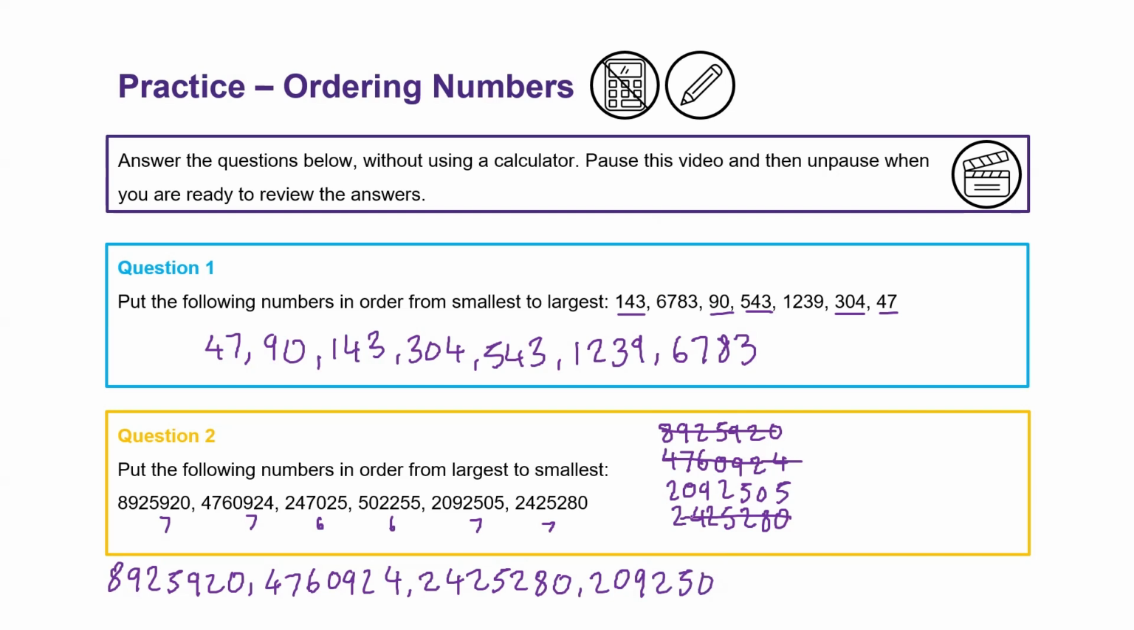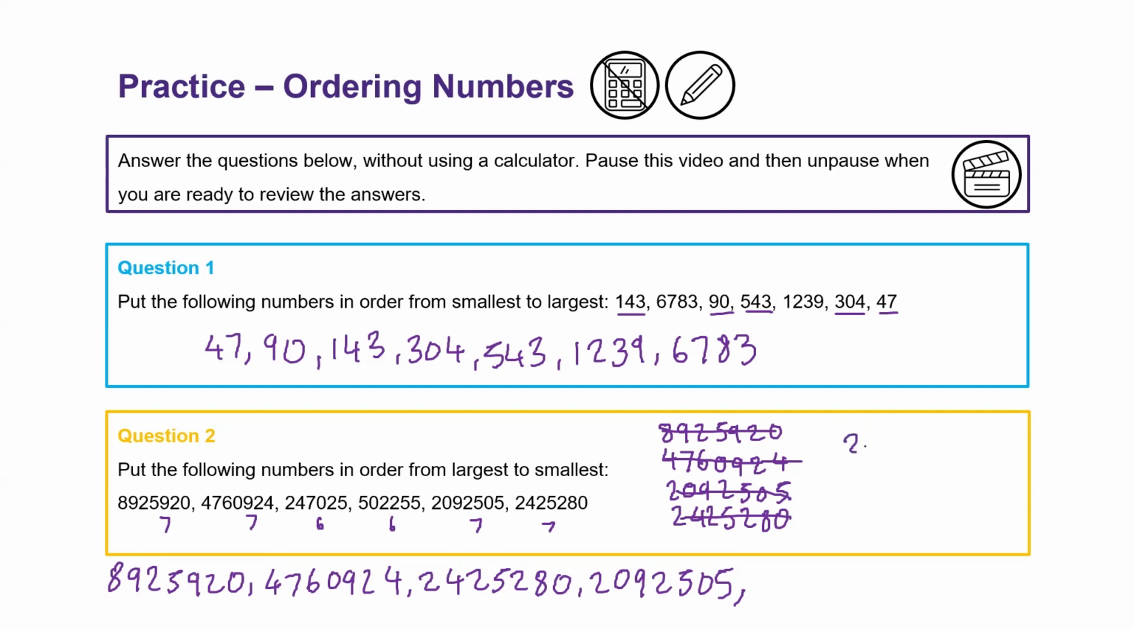Okay, you see these two numbers began with a 2, so I moved on to the next digit. That 4 is bigger than that 0, so I knew that one came next. Okay, so I've got 2,092,505, and that is all of my 7-digit numbers done. And I'm going to look at my 6-digit numbers.